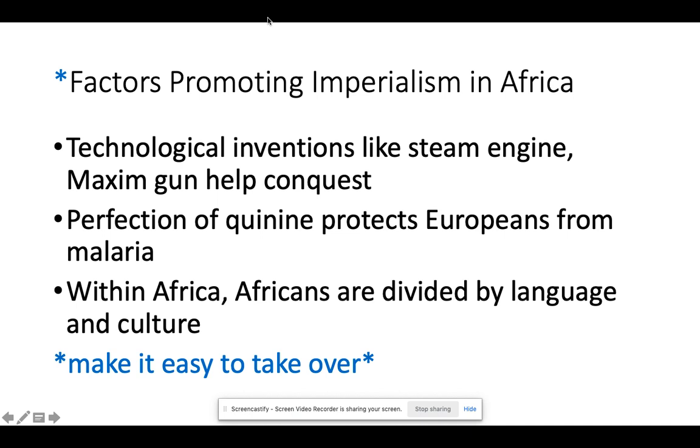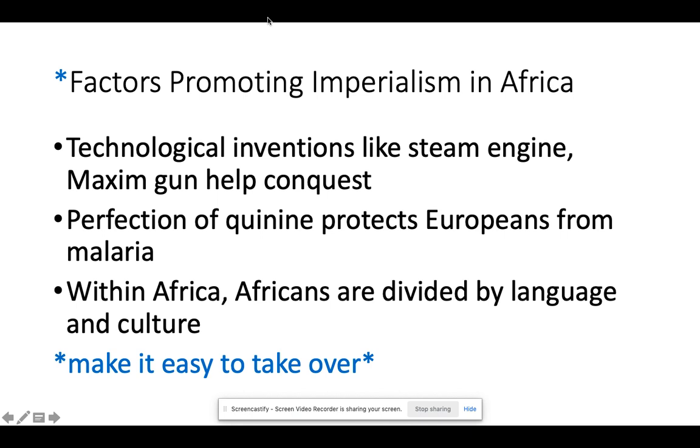And then this last one here, factors that promote imperialism in Africa. What's making it easy for the Europeans to go in there? It's the fact that Africa is divided. You have so many people who are speaking different languages, have different cultures. When you look at Nigeria, you have 250 different ethnic groups. So it's not going to be difficult to go in and use that division to their advantage.